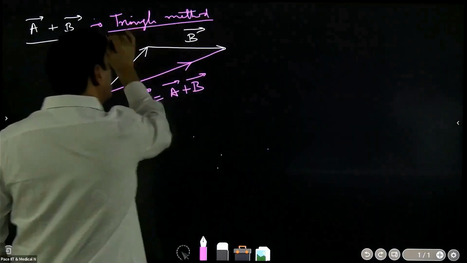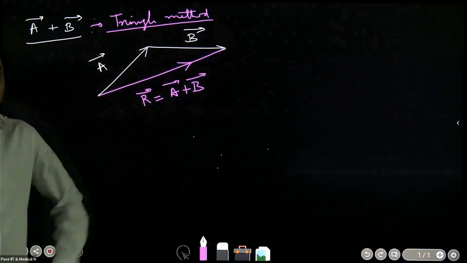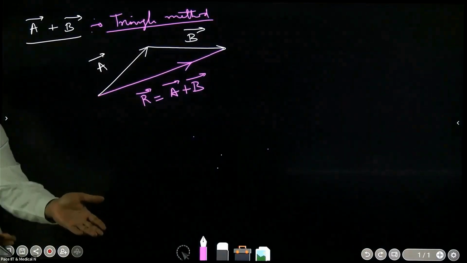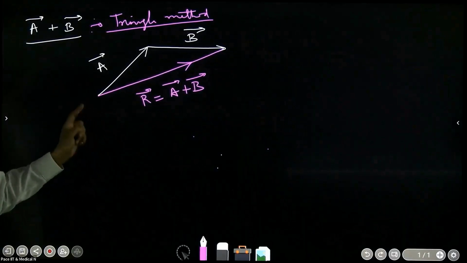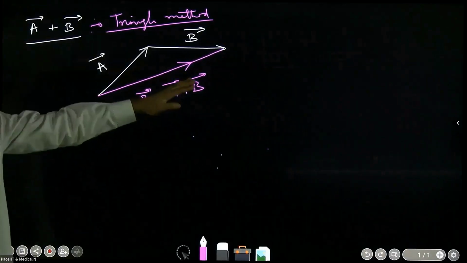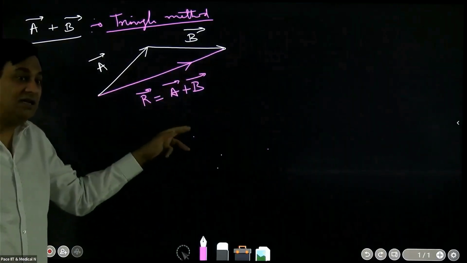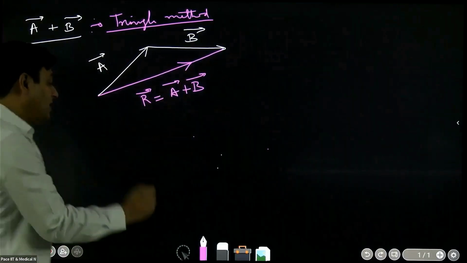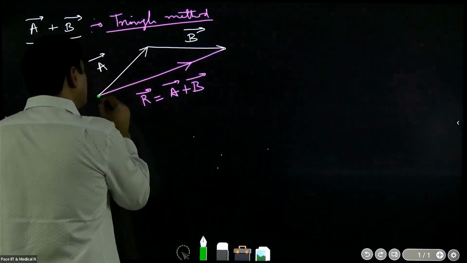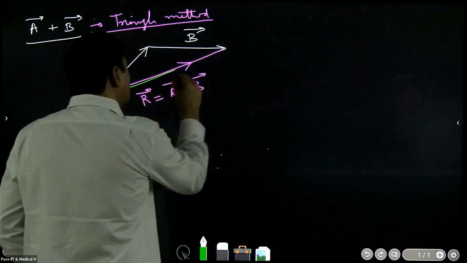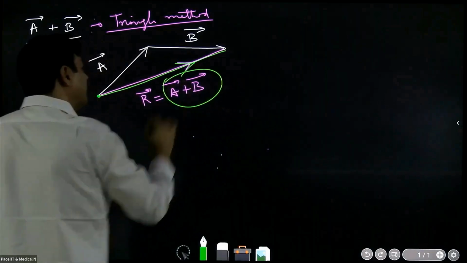How many of you understood this? इतना समझना है? ट्रायंगल मेथड में ट्रायंगल बनेगा, दोनों वेक्टर्स की एक की टेल पे, एक की हेड पे, दूसरे की टेल को रखो. Complete the triangle, this third side which completes the triangle, and starting from this point, initial point, tail, to this head, this will represent the resultant vector A plus B.